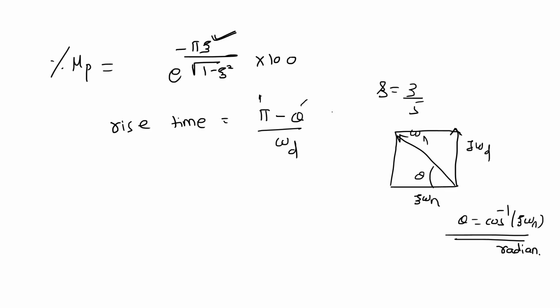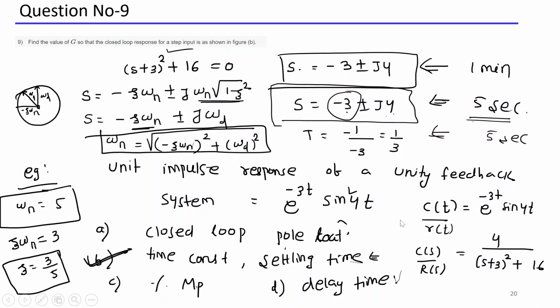Sir, please explain the previous slide, sir. Which one do you want? This one, sir. How do we get omega n equal to 5? Okay, omega n is 5, sir.